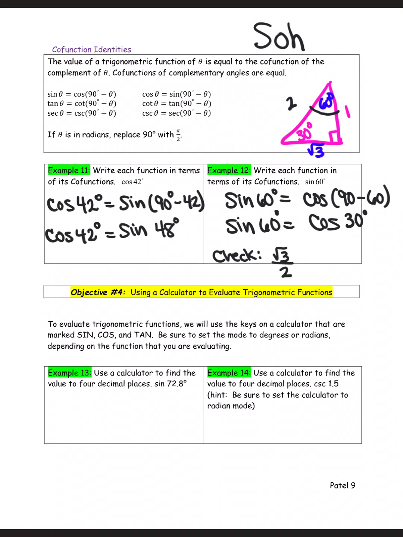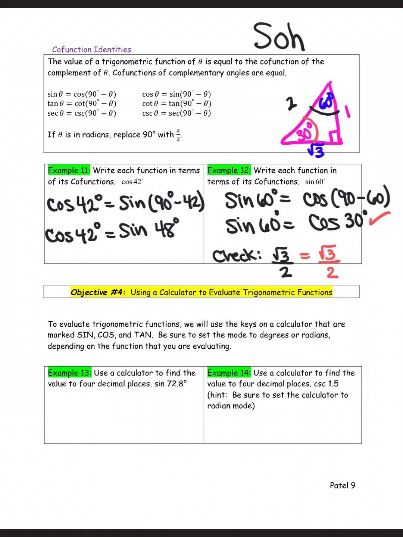So if we do cosine of 30 degrees, cosine of 30 degrees is equal to adjacent, which is square root of 3, over hypotenuse, which is 2. So notice both are equivalent, and that's why we did this problem correctly. Now, you can also use the calculator, but sometimes it doesn't give you the exact value, so that's why you still have to go back to the triangles.